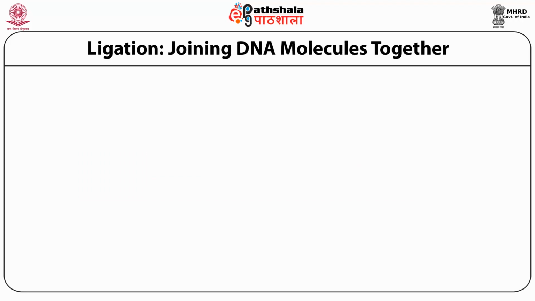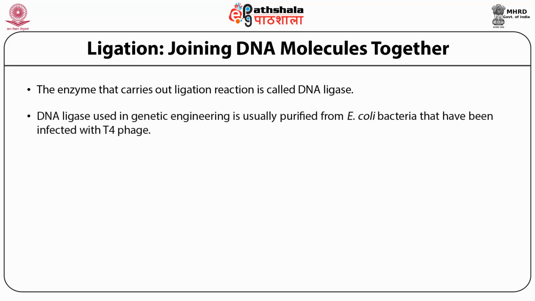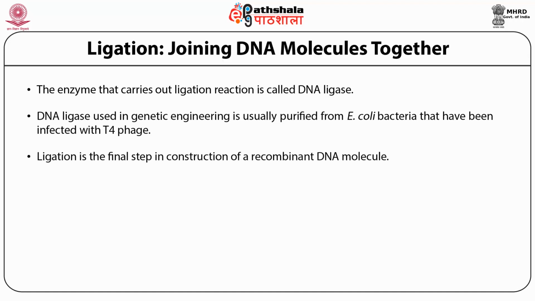An important part in this insertion of the gene is ligation. How can you join the vector molecule with the insert DNA molecules? Ligation is nothing but joining of DNA molecules together. The enzyme that carries out this ligation reaction is called DNA ligase. DNA ligase used in genetic engineering is usually purified from E. coli bacteria that have been infected with the T4 virus. Ligation is the final step in construction of a recombinant DNA molecule.